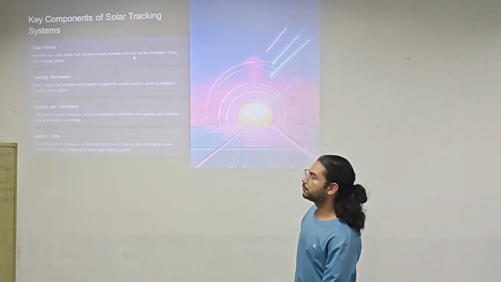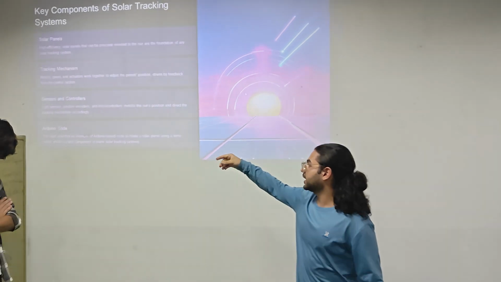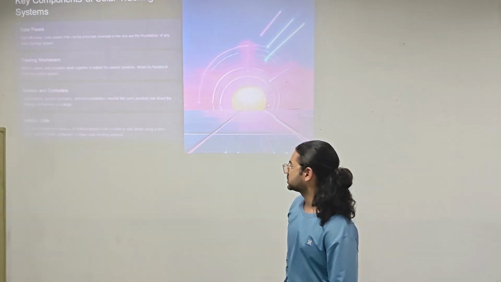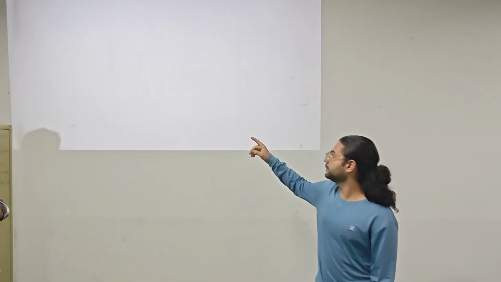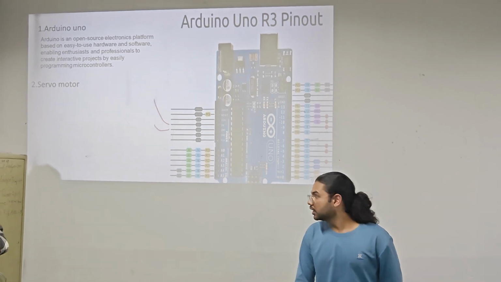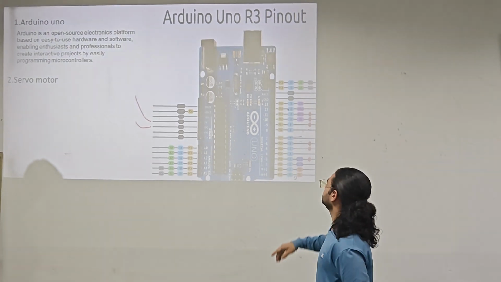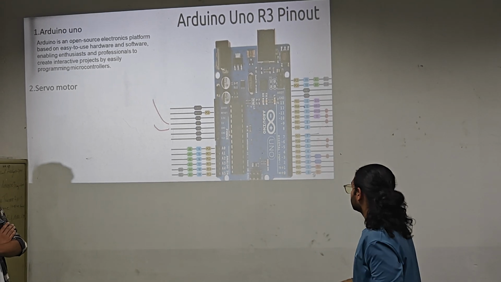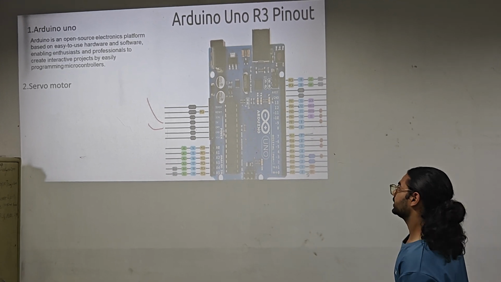My part is to explain the key components that have been used in our project. So we have used solar panels and a tracking mechanism with motor, gear, actuators, sensors and controllers like LDRs, encoders and microcontrollers. And we have used Arduino with the Arduino code. So let me first start with the Arduino. Arduino is a controller development board which is used to read input signals and control output signals. We have different pin configurations for different purposes. So we can use the analog pin for reading continuous analog signals, and we can use the digital pin for reading discrete signals.